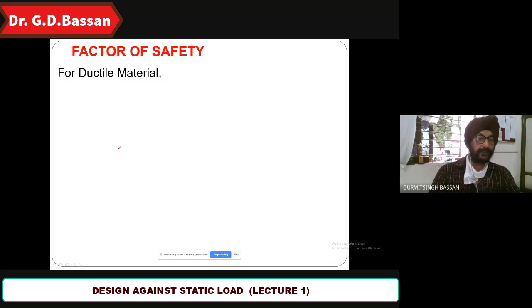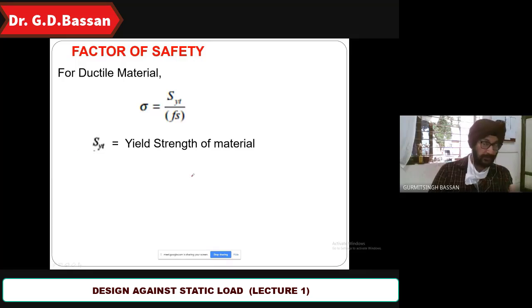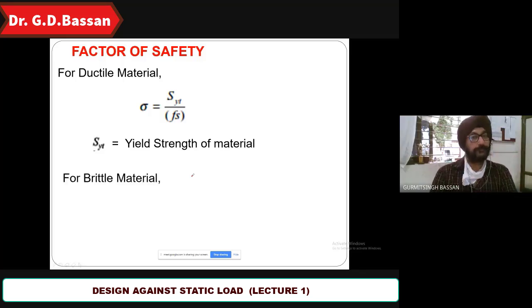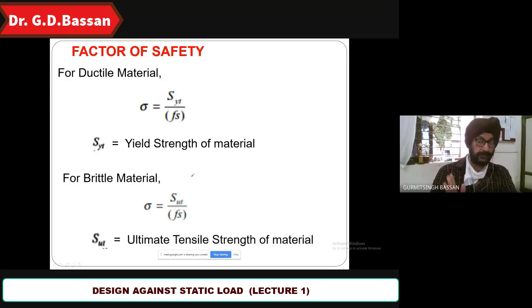For ductile material, stress is equal to SYT divided by factor of safety. What is SYT? That is the yield strength of the material. So remember one thing, keep it in your mind: for ductile material, you have to use the yield strength. And for brittle materials, which strength are you going to use? That is ultimate strength. That is, stress is equal to SUT upon Fs, where SUT is the ultimate tensile strength of the material.